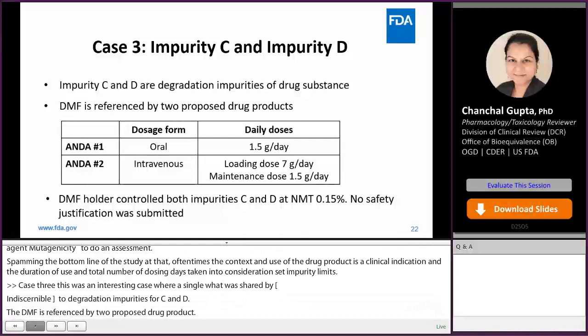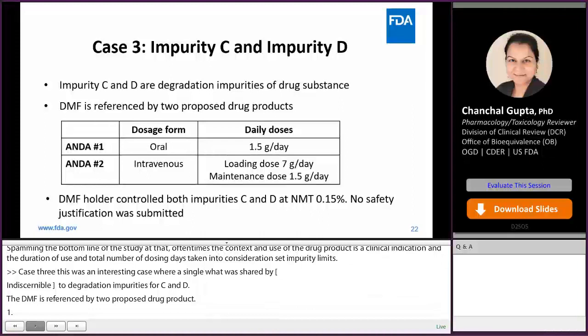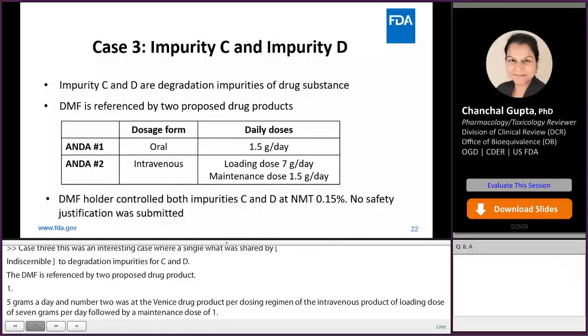intravenous drug product. The dosing regimen of the intravenous product consisted of a loading dose of 7 gram per day followed by a maintenance dose of 1.5 gram per day. The DMF holder controlled both impurities C and D at not more than 0.15% and did not provide any safety justification as such.